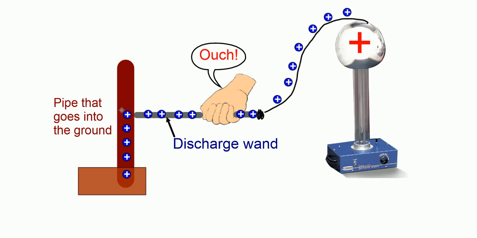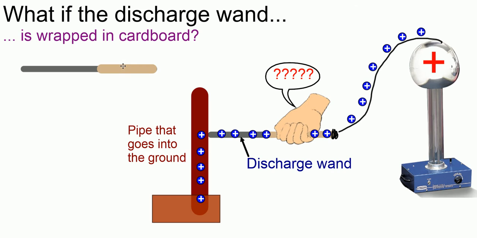Now we touch it. We have a circuit here now, so that the positive charge will flow. This is a pipe that's, say, attached to the ground in your house. It'll flow into there and flow right down to the ground. But what's the problem, though? Why does this guy say, ouch? That's because some of the charges go into his hand. It hurts, sure. But what happens then if we take that same discharge wand and wrap it in cardboard?